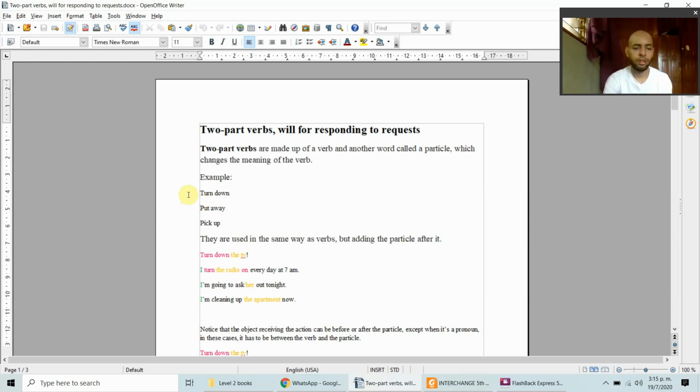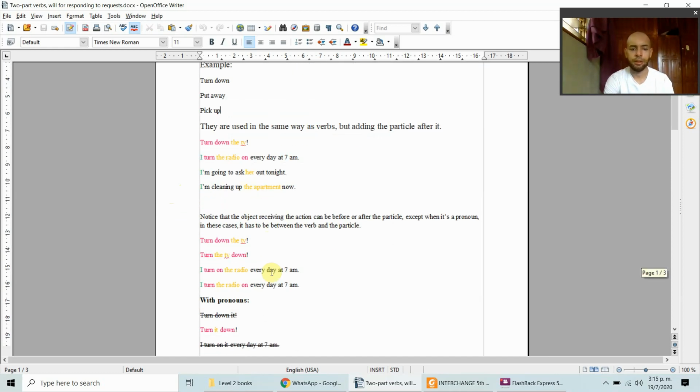For example, turn down, put away, and pick up. These are some examples. We're going to see the meaning later. So, they are used in the same way as verbs, but adding the particle after it. Like I said, this is a verb, turn, another verb, put, another verb, pick. And you put the word after the verb. Turn down, put away, pick up. So they are used in the same way as verbs, but adding the particle after it, like I said.